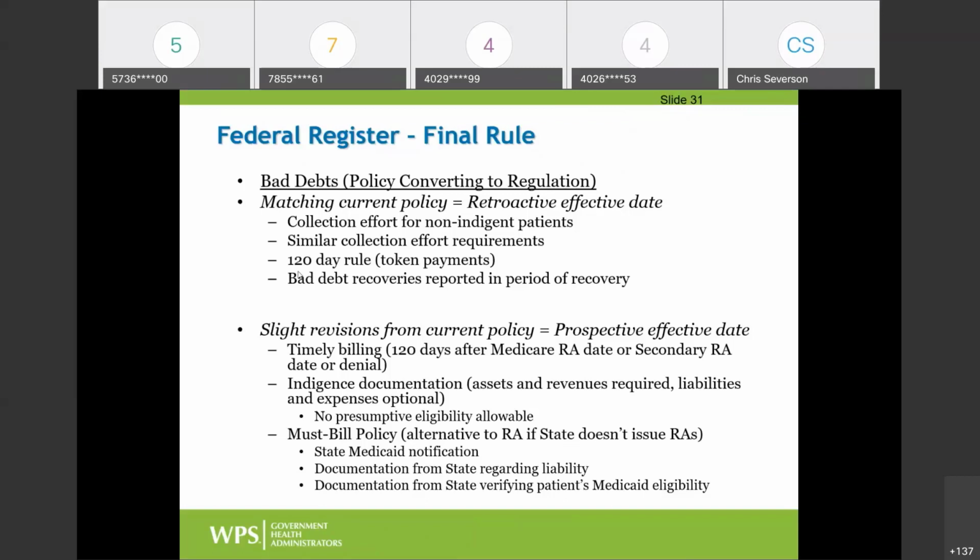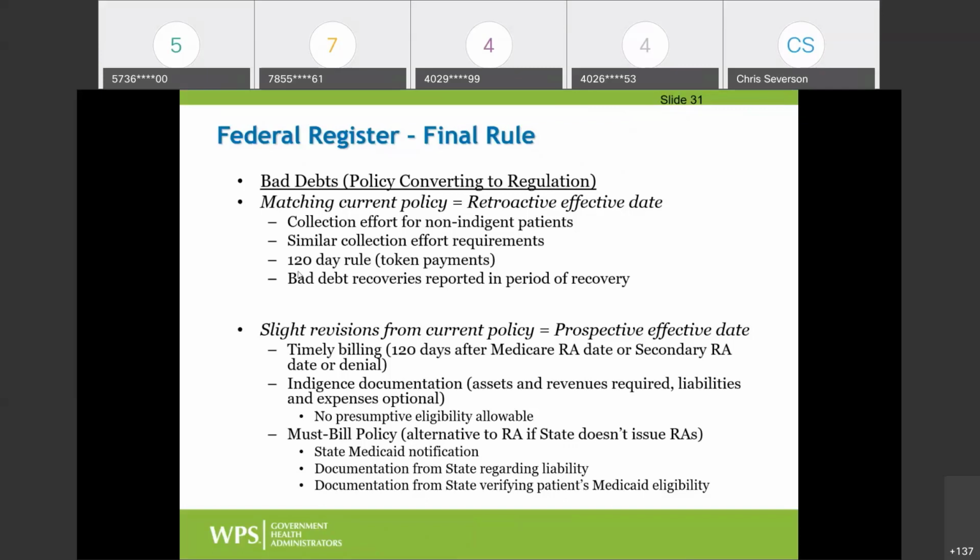And in those situations, if you can document that, then you can actually write something off prior to 120 days. But again, that is a higher level of evidence requirement at that point. So for the most part, 120 days is where it's safe.